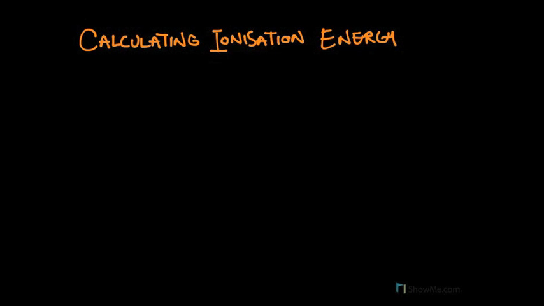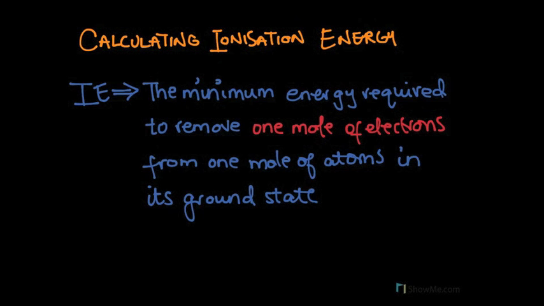This video will encompass different examples on calculating ionization energy or identifying similarities between successive ionization energies of an element and its electron configuration. To begin with, ionization energy is basically defined as the minimum energy required to remove 1 mole of electrons from 1 mole of atoms in its ground state.